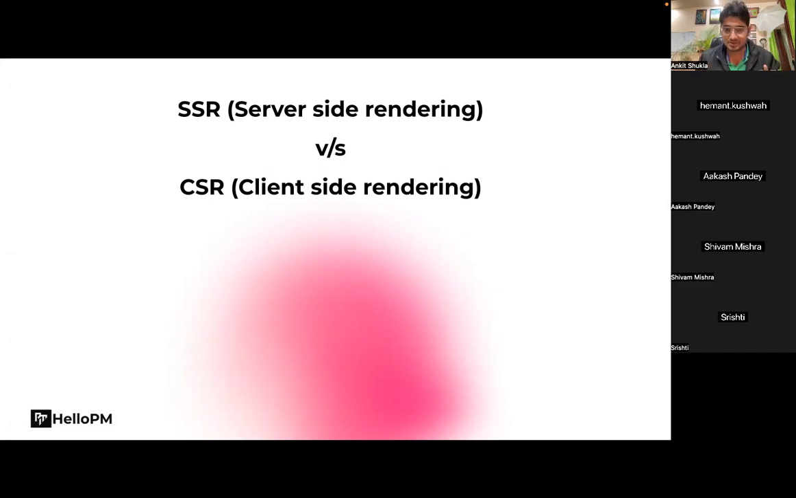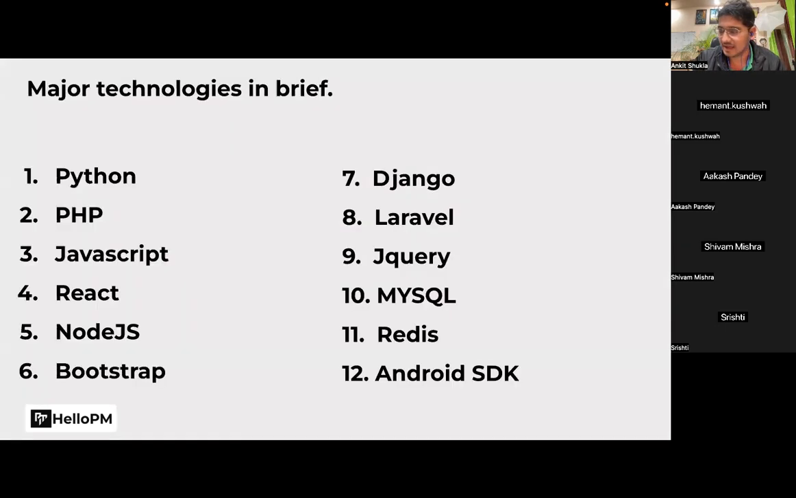A good engineer knows how to decide what to build, which component to build in which particular way. And now we'll briefly talk about major technologies today. So one of the technologies that we are going to talk about is Python.